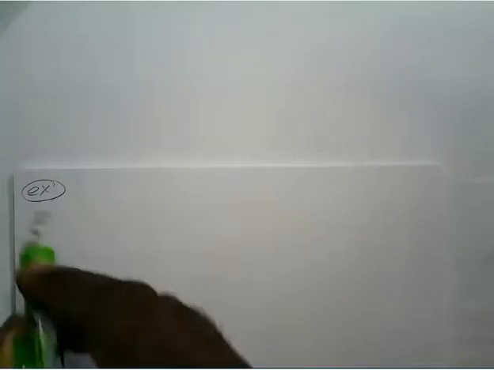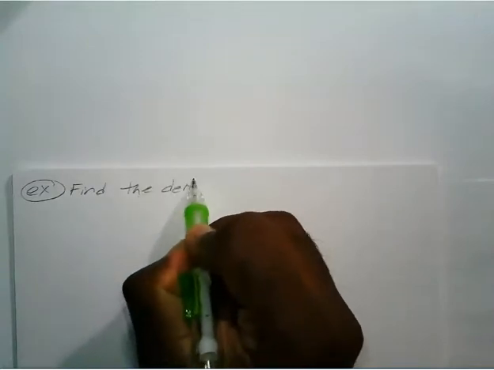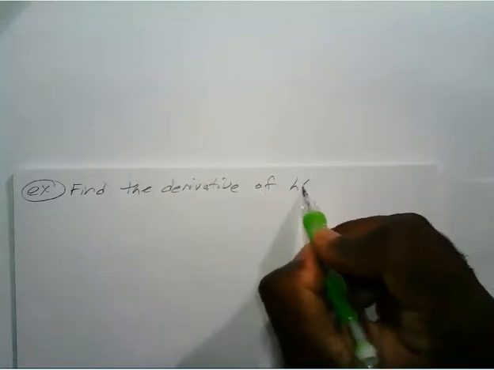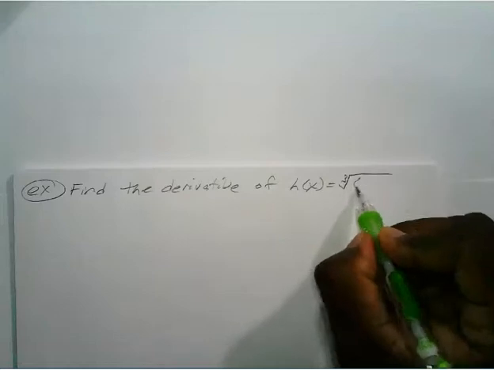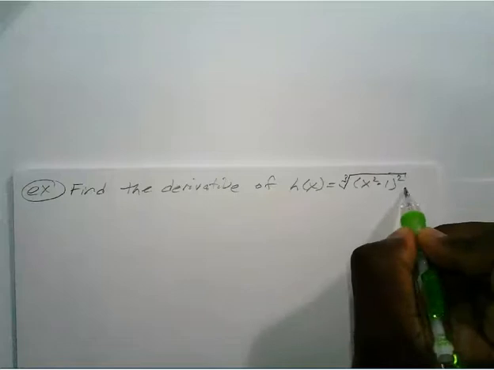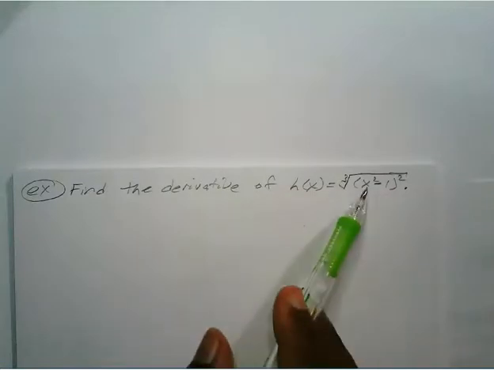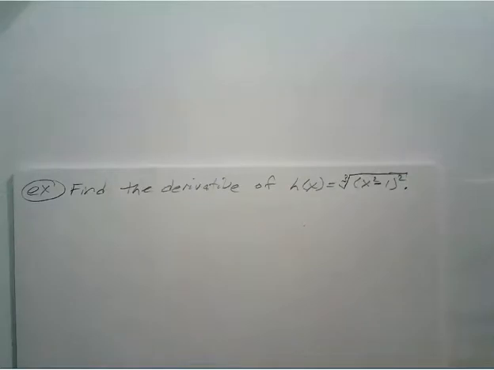Okay, so what if it looks a little bit different? What if we wanted to find the derivative of h of x equals the cube root of x squared minus 1, squared? Alright, so whenever you have these square root or cube root or any root functions, it's usually easier to just rewrite it.